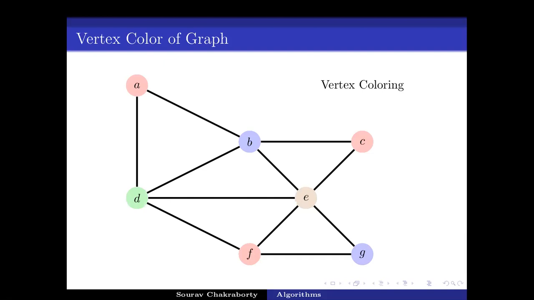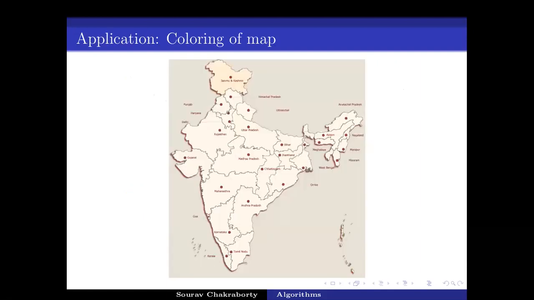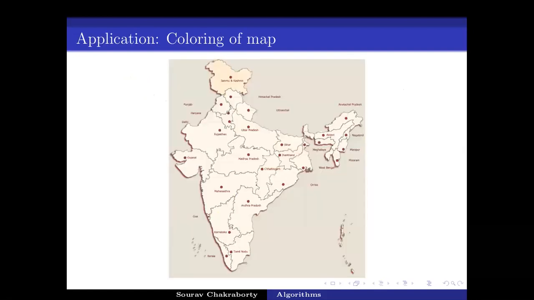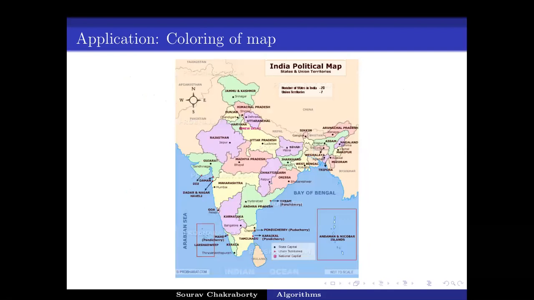If the two endpoints of an edge are the same color, it is pretty difficult to distinguish them. Take for example this coloring of a map. This is kind of a monolithic color, but again we can color it like that as well.